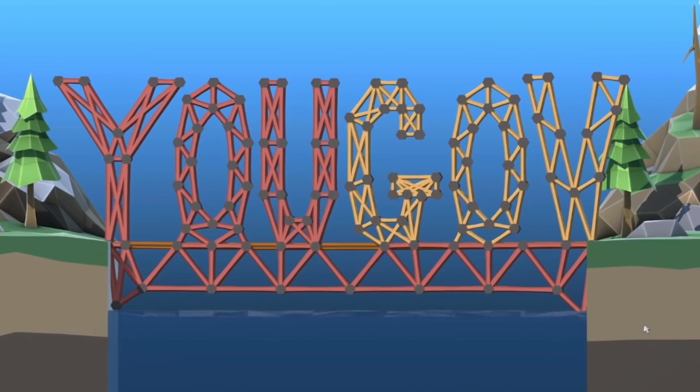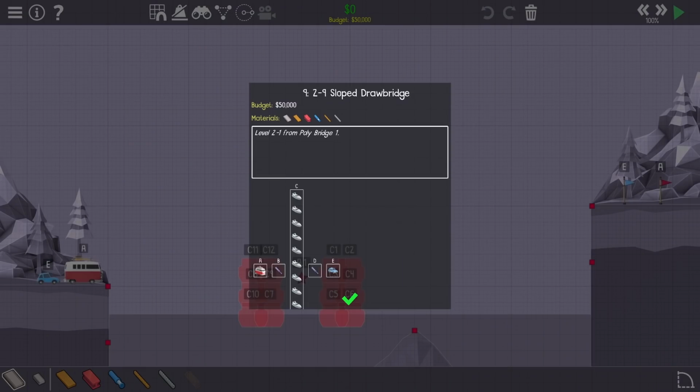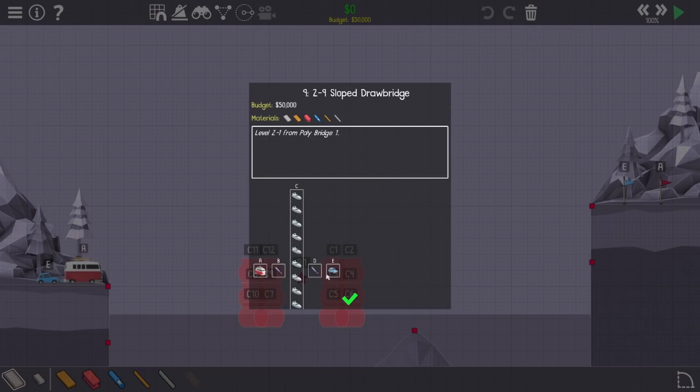Look at this lovely bridge I made for you. Right, so we're in level 29, a sloped drawbridge. We've got a 50 grand budget, and why are there so many boats? Look at that. Also, does anyone else see the strongest shape there? Is that just me? But anyway, right, okay.